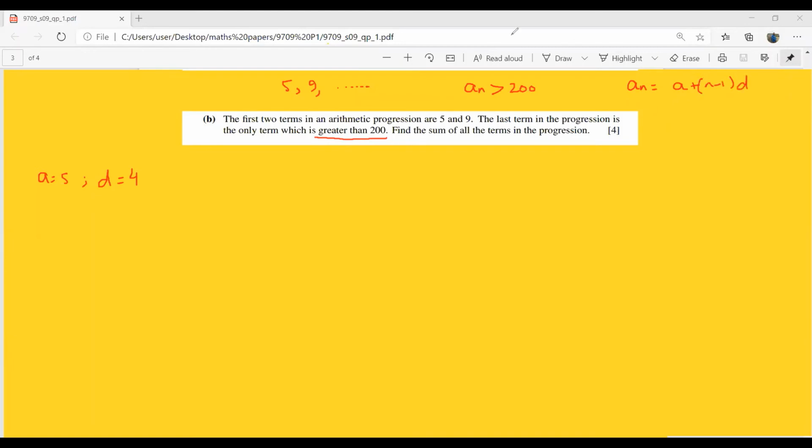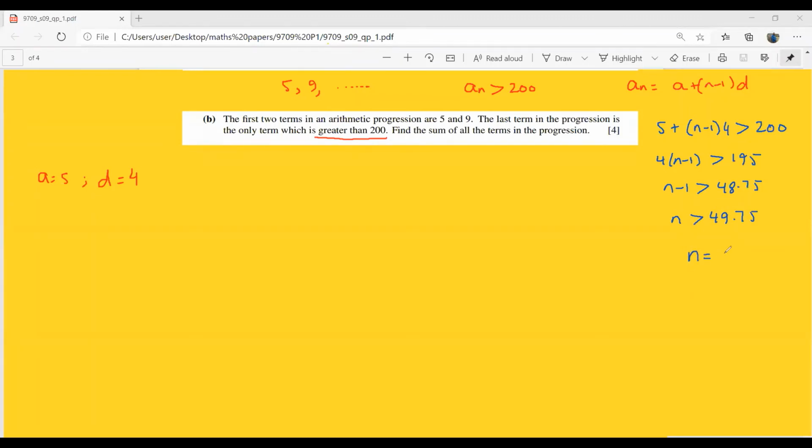So I'll put that more than 200. Okay, so this a, which is 5, plus n minus 1 into 4 is greater than 200. So 4 into n minus 1 is greater than 195. So n minus 1 is greater than 48.75. So n is greater than 49.75. So if it is the only term greater than 200, so what should be n?